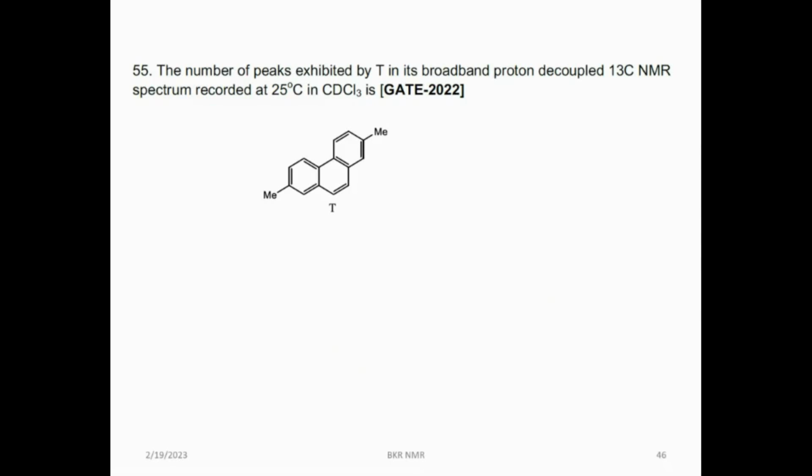GATE 2022, last year. The number of peaks exhibited by the molecule T in a broadband decoupled carbon-13 NMR. 2 marks question, but very simple.